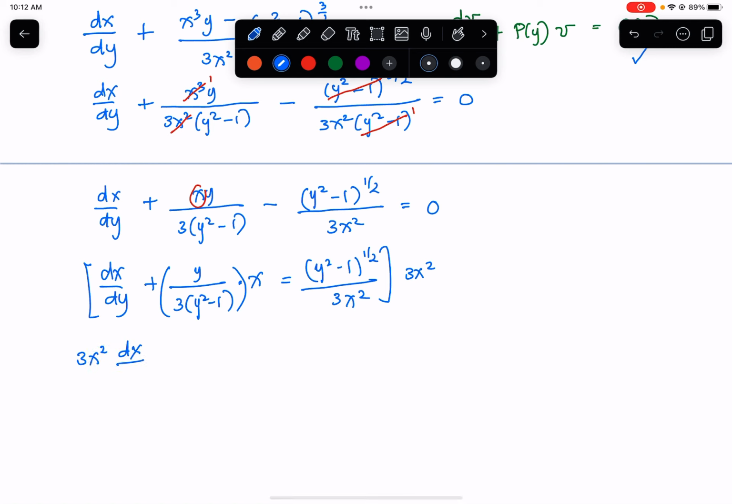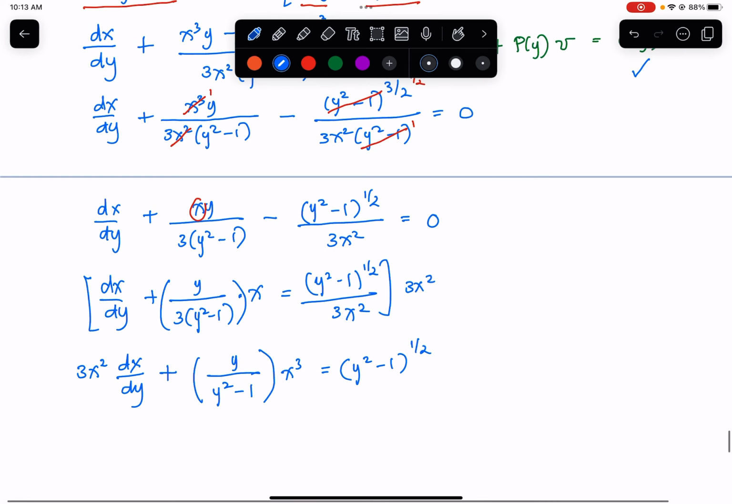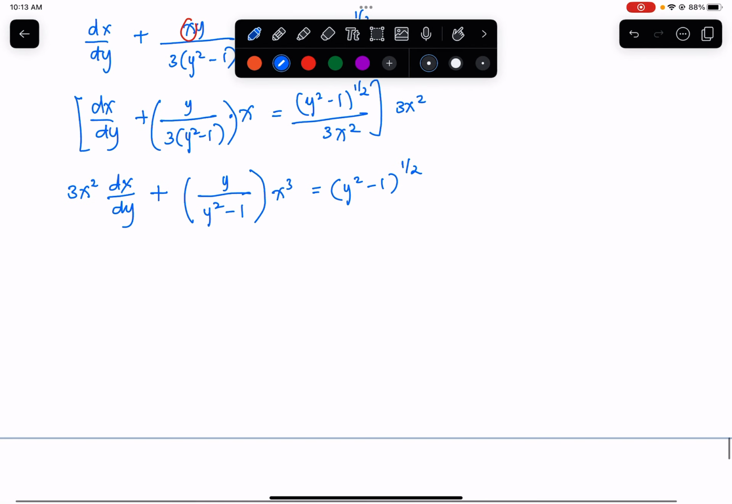So dx over dy, plus 3 and 3 will be cancelled out, leaving us with y all over y squared minus 1. Then x times x squared is x cubed, is equal to, so 3x squared will be cancelled out, so y squared minus 1 raised to 1 half. So we're done with our q of y.